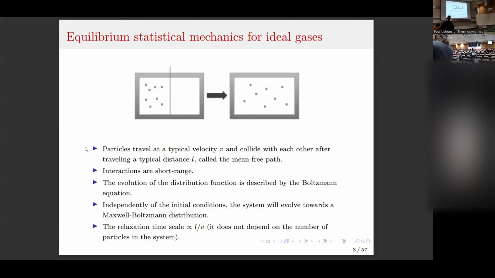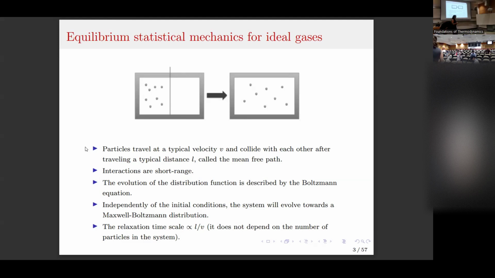And another property is that independently of the initial conditions, we know that the system will evolve towards an approximate Maxwell-Boltzmann distribution. Now, another aspect that is important in this picture is that the relaxation time, that is the time that the system needs to equilibrate, is going to be proportional to this mean free path over the typical velocity. And it's not going to be proportional to the number of particles, which means that a very big system and a very small system will equilibrate at the same rate.